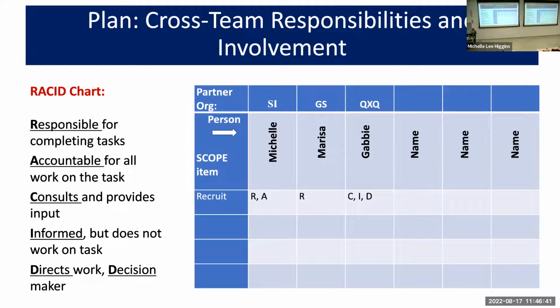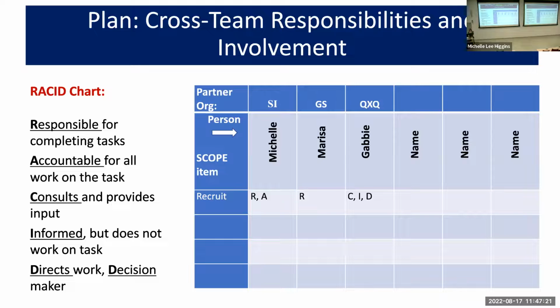Who's responsible for completing tasks, who's accountable for all the work on the task, who consults or provides input, who's informed but doesn't work on the task, and who directs the work or is the decision maker. So you have this really wonderful chart. Across the second row is where you might put in all of the names of your team members. And this is where I really push them to go back and look at their stakeholders, because even if they're an influencer, they might have an I under their name to be informed.